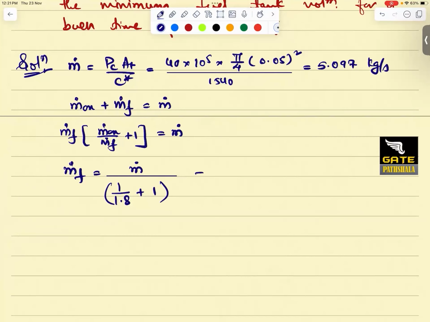Okay. How much is m dot f coming? 3.277 kg per second.